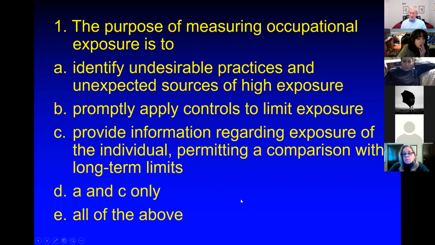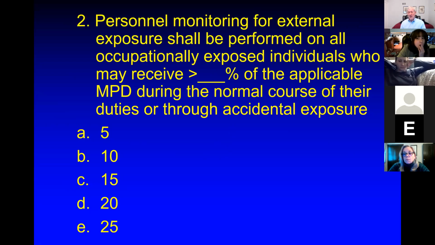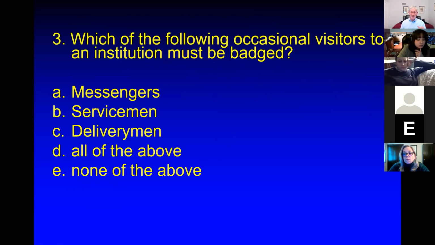All of the above. Definitely all of the above. Exactly the right answer. Number 2, who has to be monitored? Anyone who in your good medical judgment is likely to receive more than X%. What is X? 10%. Good, 10%. In fact, your answer for any percent question other than prescribed dose, administered dose will be 10%. All your dose calibrator tests, plus or minus 10%.